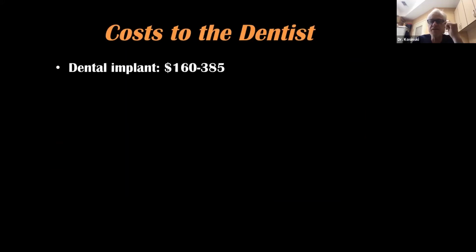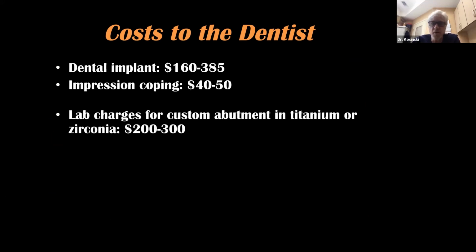So let's look at costs. Dental implants, big range in costs, from $160 for a Hans implant system to almost $400 with some other systems that are out there. We have to take an impression. Most of us out there, I assume, are taking impressions of implants that are placed. There's a cost to those components.